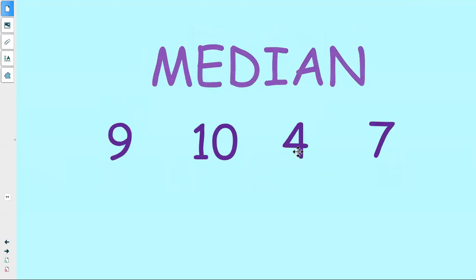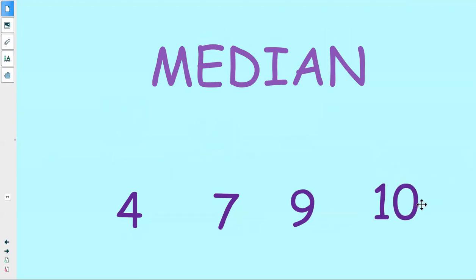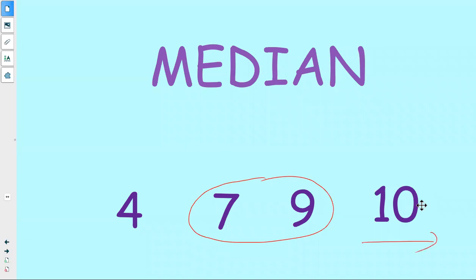So let's order them first. So we've got 4, then 7, then 9, and then 10. Again, you should be thinking you've got 4 members or values in this data set. So you're going to be circling 2 numbers. These 2 numbers here. 1 value, remember, on that side, 1 value, remember, on that side. And the median, remember, is going to be the middle number between the 7 and the 9.